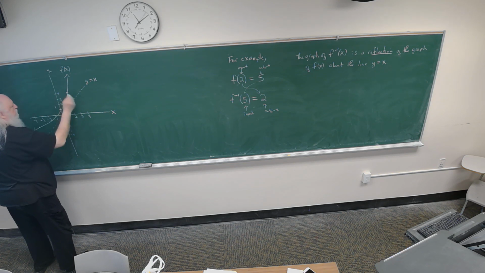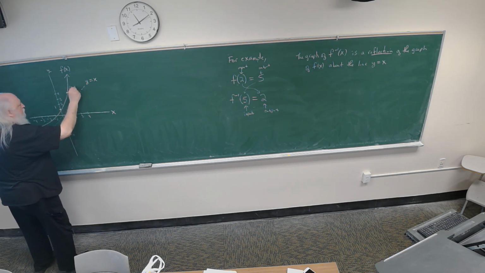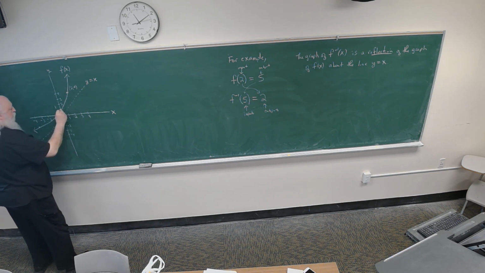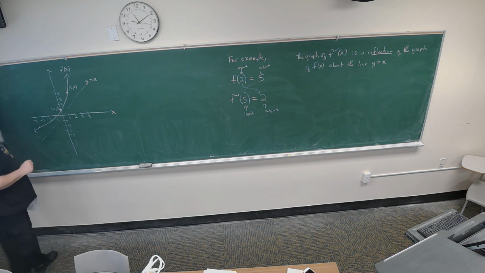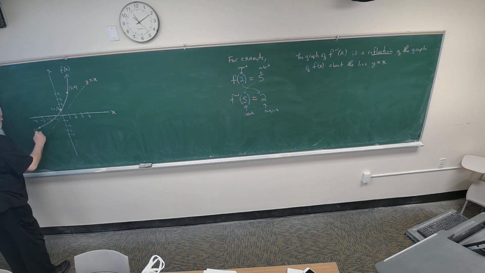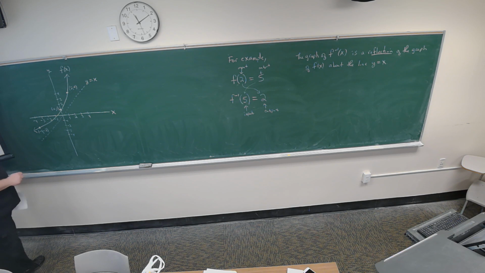So again, this is the point 2, 4. This is the point 0, 1, the y-intercept. And this is the point minus 4, minus 2, excuse me. And you can see that's a one-to-one function, right? It passes the horizontal line test. Vertical and horizontal line test.